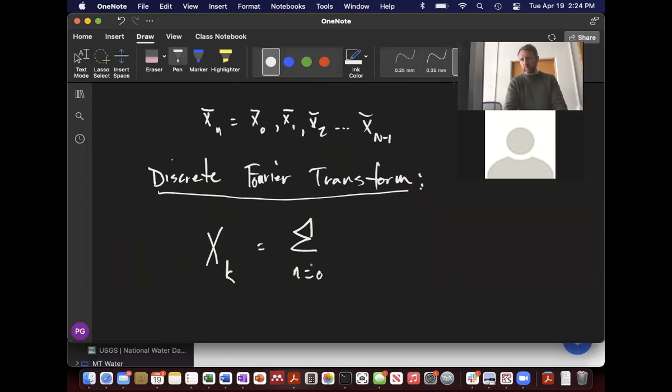We use a sum instead of an integral because we're in discrete space. x of n is basically our function of time. These are our samples in time. e to the minus i times 2 pi over N times k times n.